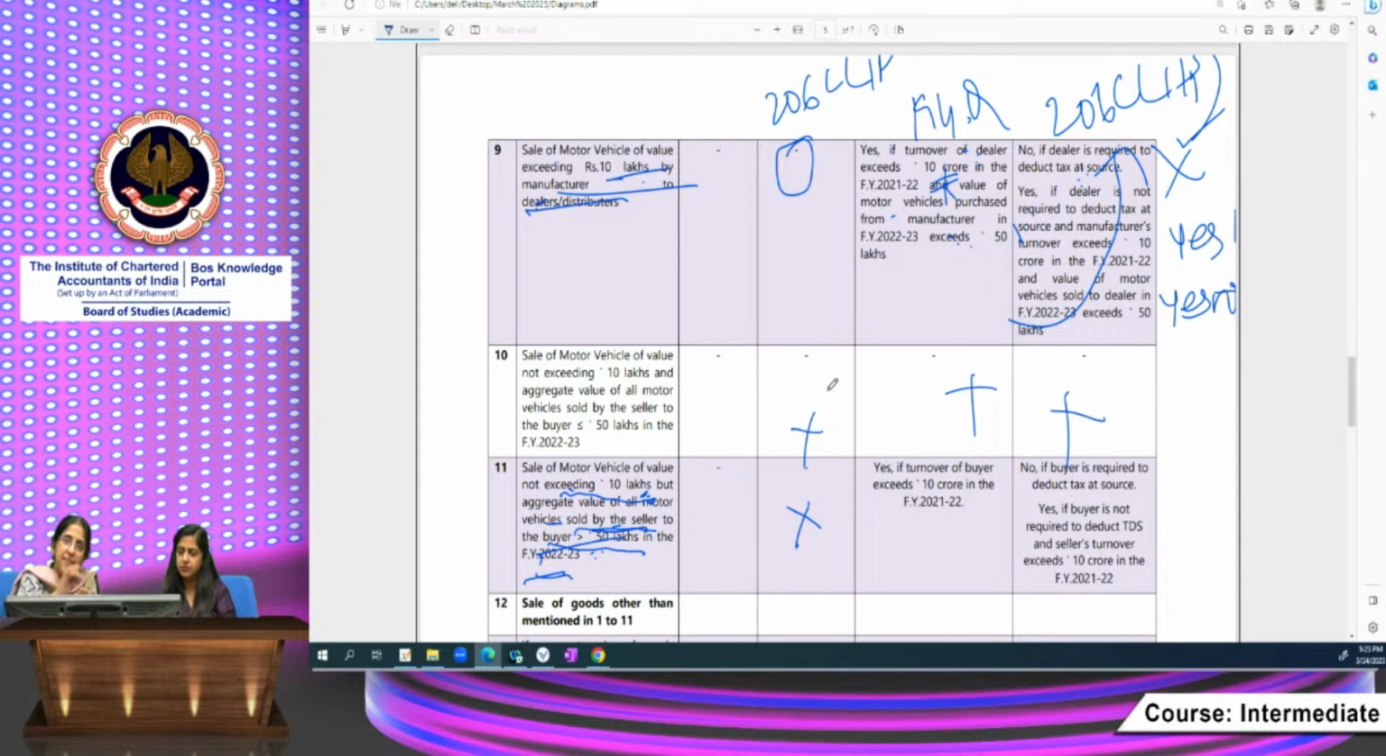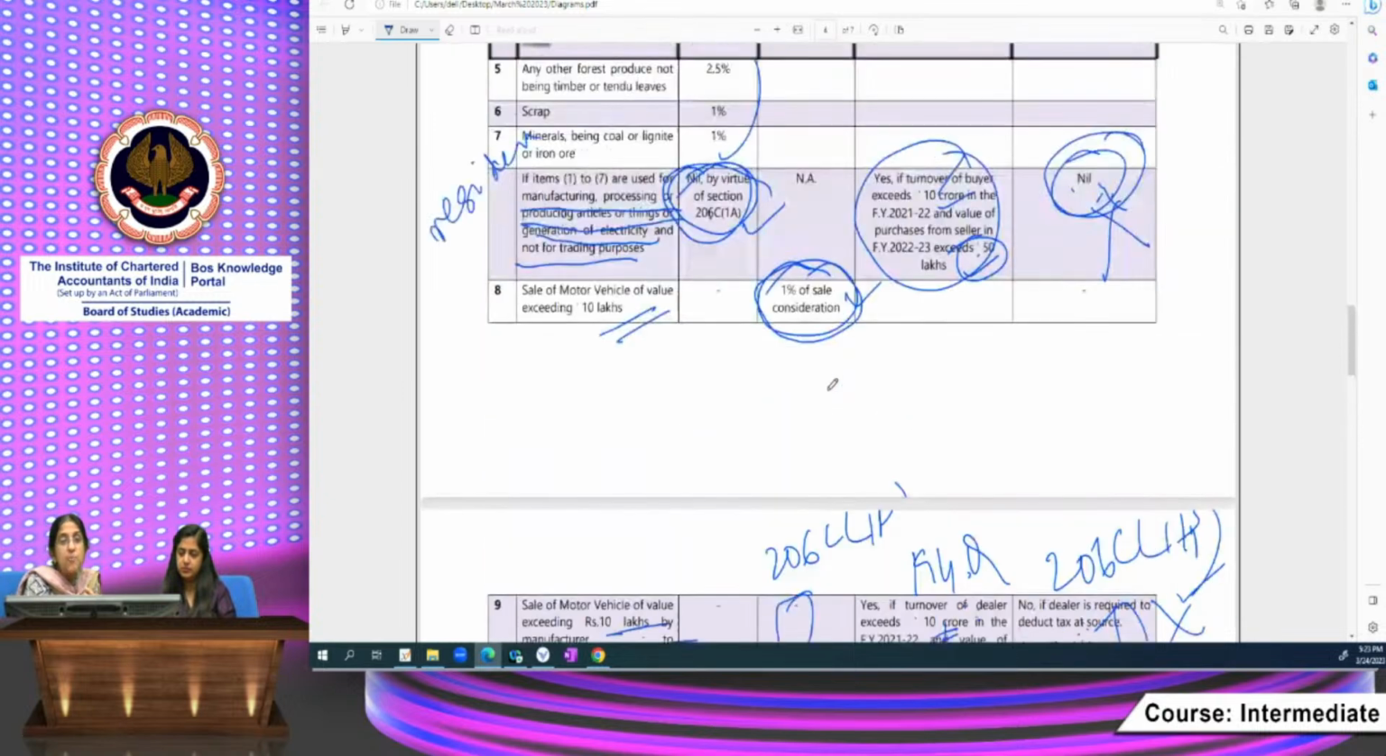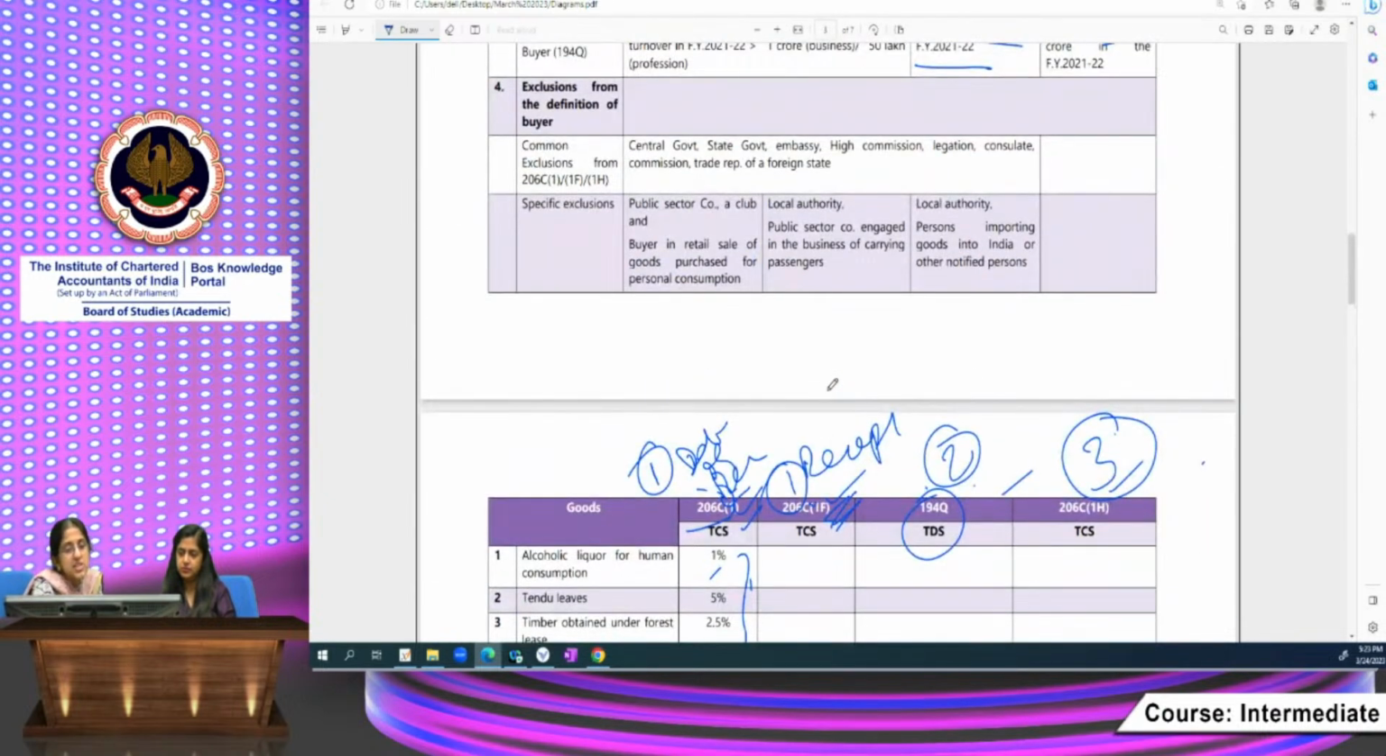But if tax is collectible under 206C1 or 206C1F, then those two sections will take priority over 194Q. That is why I put it in that particular order. These two sections will be given the first priority if tax is collectible. If not collectible under these two sections, then you have to come and see whether 194Q is attracted and 206C1H is attracted. Clear? Clear, Piyush?